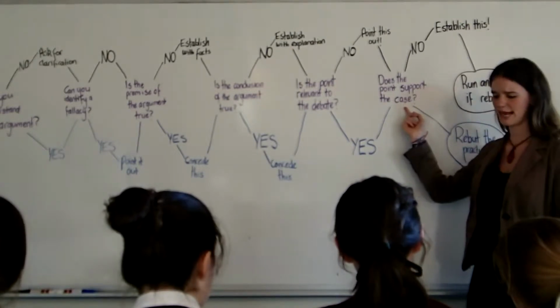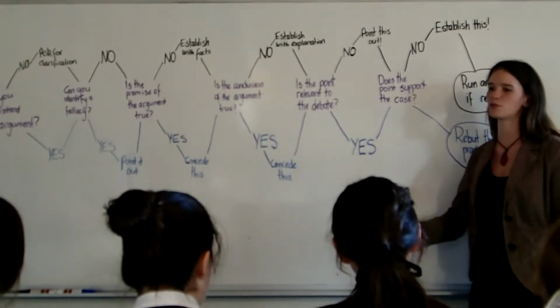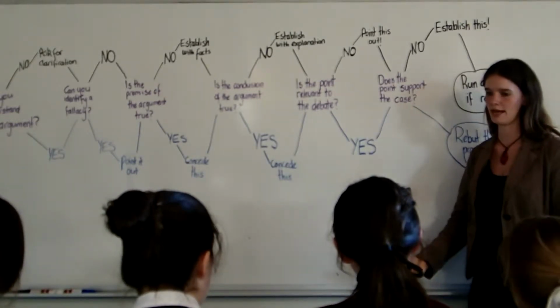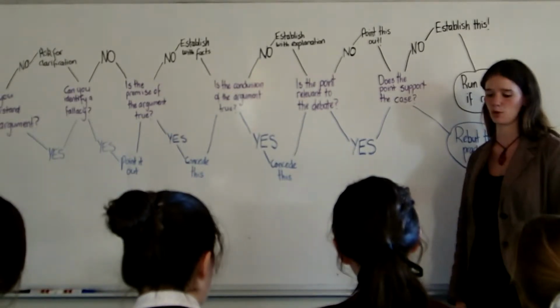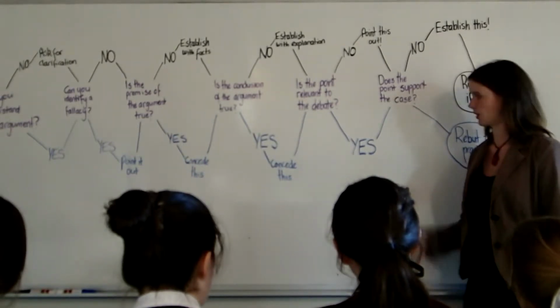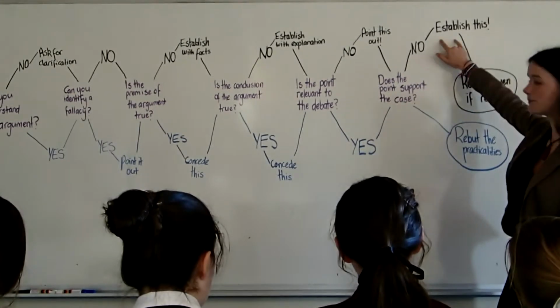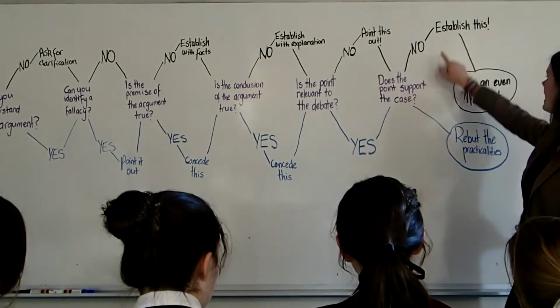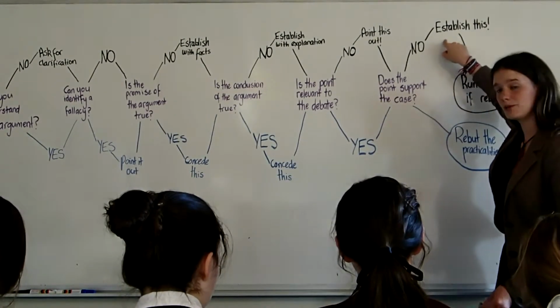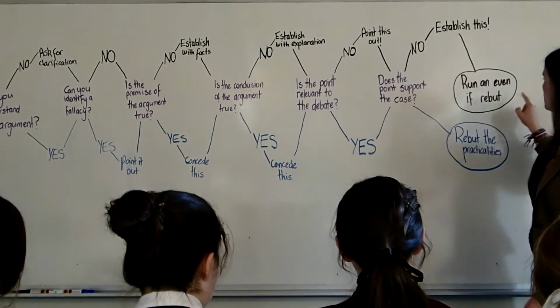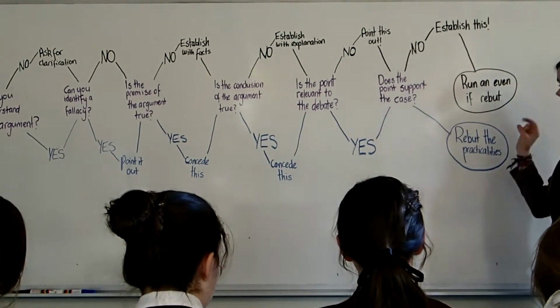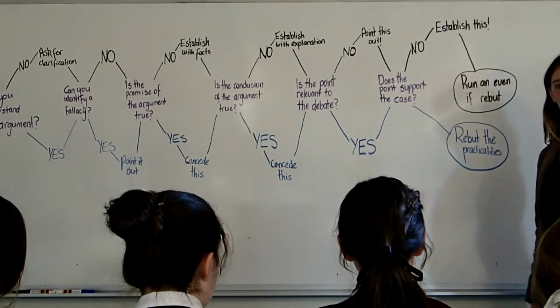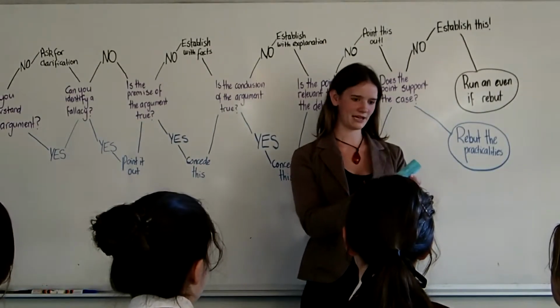If we imagine that the case in this will be that we want to improve the democracy in our country, and therefore we should take the steps to lower the voting age. No. Okay, good. And then we can establish this with an explanation again, and then if you really want to devastate the argument further, you can finish on running an even if rebut, which we talked about earlier. Let's pick another one.